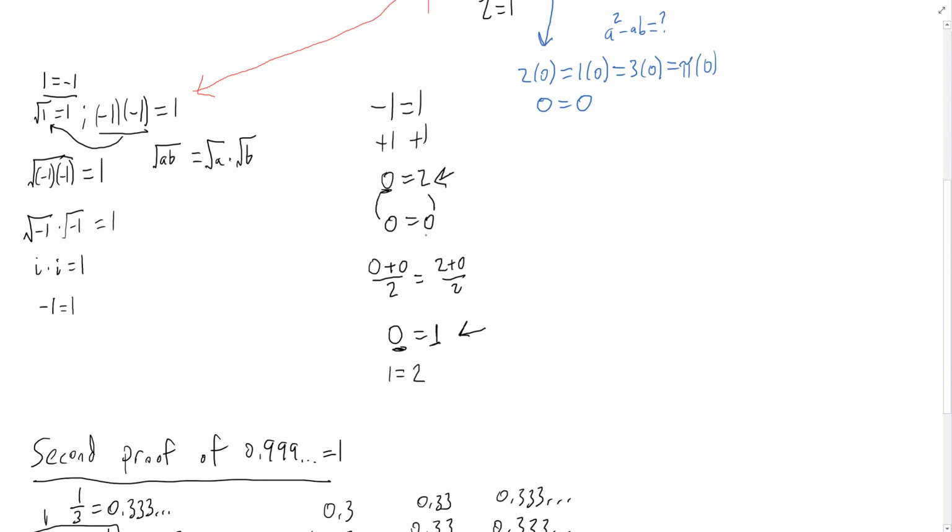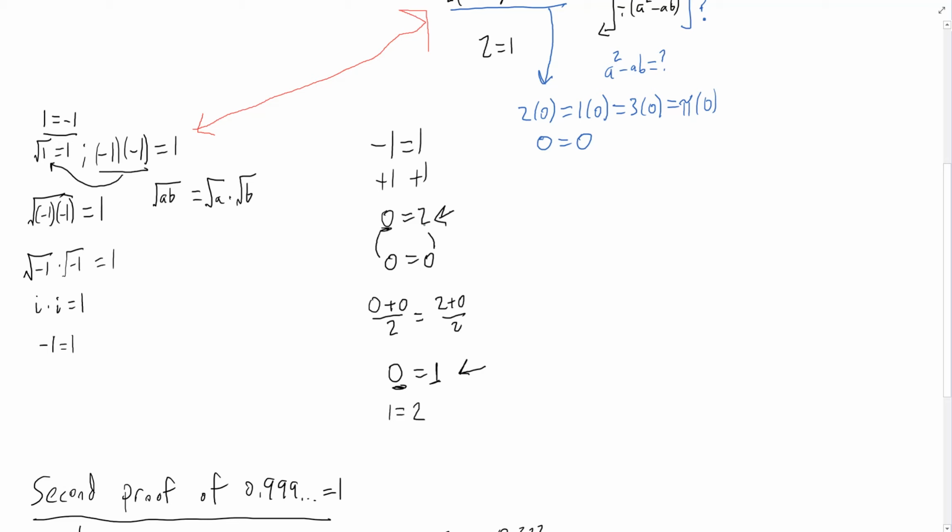Now, let's look at the second one. This one is much more subtle, and you may not be able to see it immediately. I know my first time seeing this, I didn't see what went wrong either. It absolutely is true that the square root of 1 is equal to 1. 1 times 1 equals 1, so the square root of 1 equals 1. Okay, and this is absolutely true. Negative 1 times negative 1 is a positive 1. No doubts.